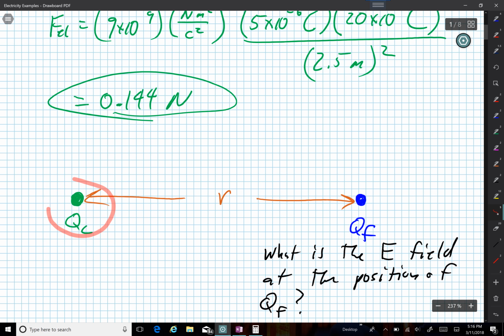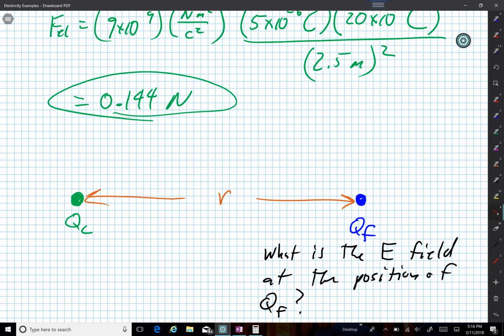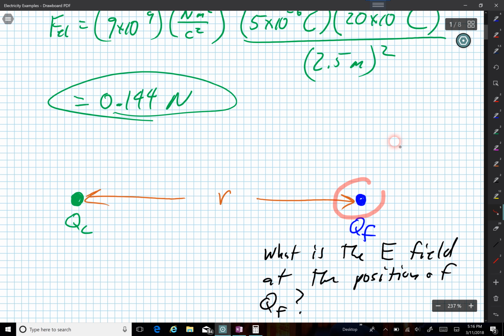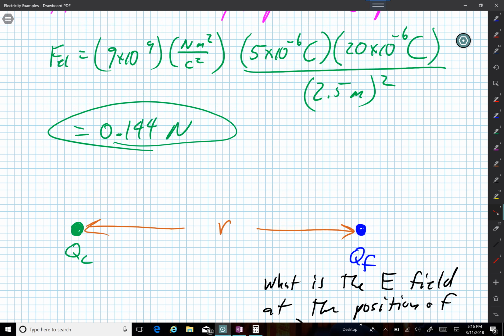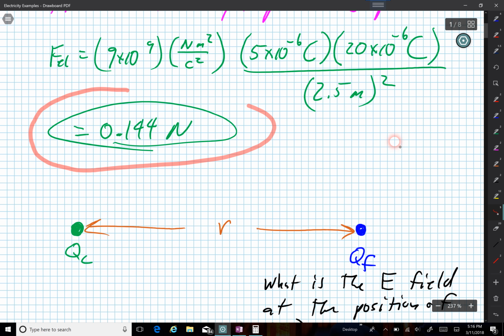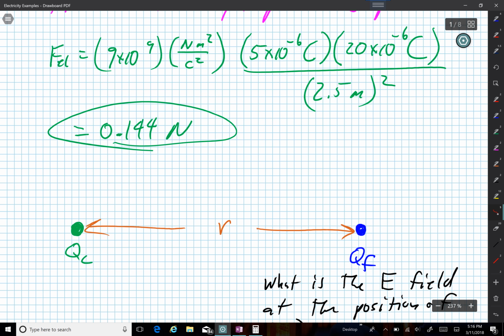Because this central charge is creating an electric field that's everywhere in space, and that means there's an electric field right here where the charge QF is located. And because that charge is in a field, it's going to feel a force. And we just calculated that Coulomb force. That's exactly what we just calculated up here. That's the amount of force that it's going to feel.